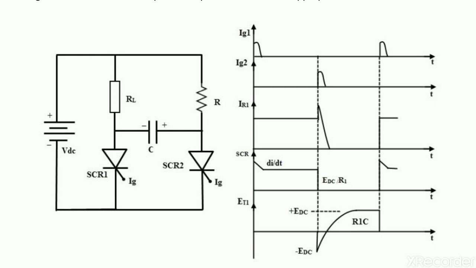In this video we have learned the first three force commutation techniques, that is class A commutation, class B commutation and class C commutation. Class D and class E commutation and natural commutation we will see in the next video. So that's all regarding class A, B and C commutation.